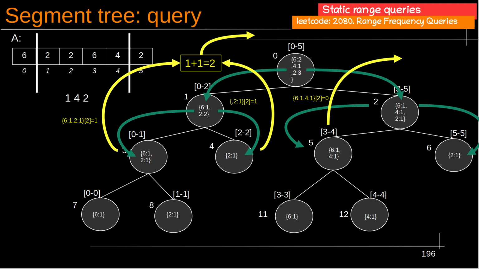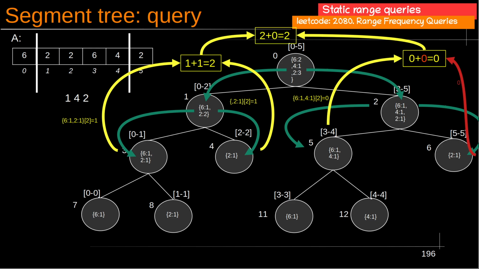We go right now. 5, 5, 5, 5, and 1, 4. We have no overlap here, so we return 0. Just 0 like that. We can do the summation between these two results from the right side and the left side, which means 0 plus 0 is equal to 0. Now we have both results from the left and from the right. We can add them together and we have the final result, which means from 1 to 4 we have only 2.